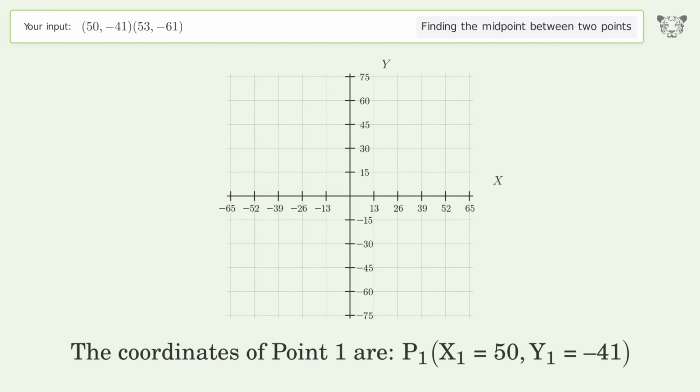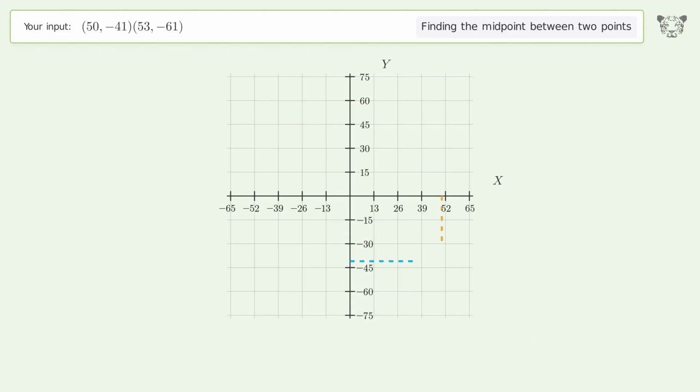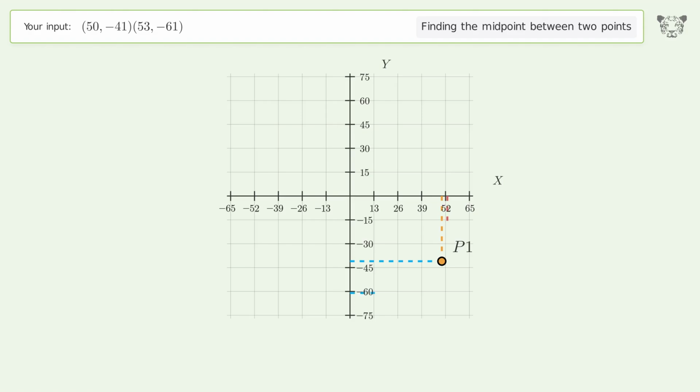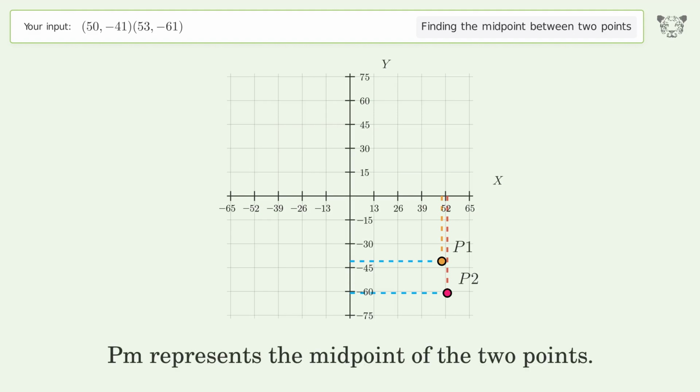The coordinates of point 1 are, x1 equals 50, y1 equals negative 41. The coordinates of point 2 are, x2 equals 53, y2 equals negative 61. PM represents the midpoint of the 2 points.